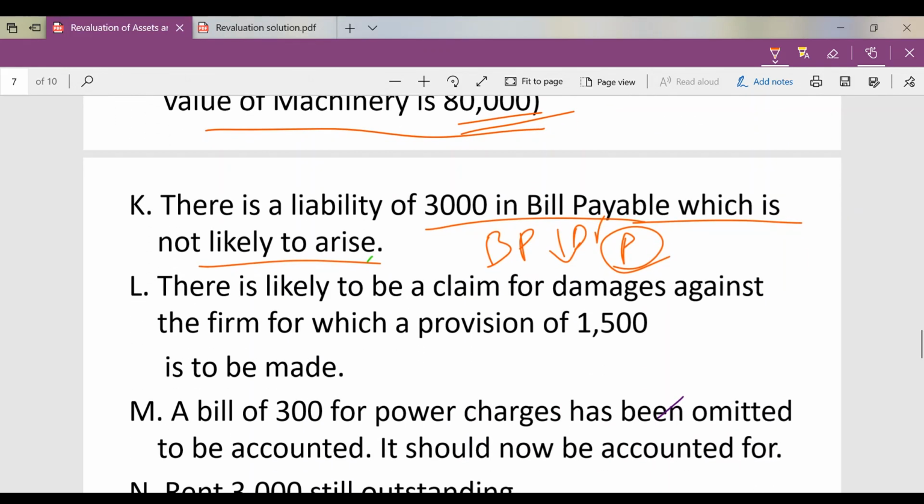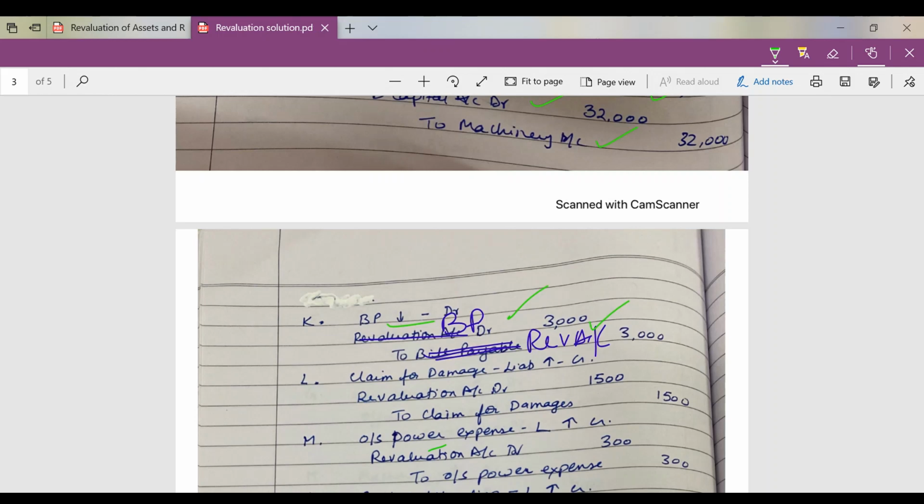Next is there is likely to be a claim for damage against the firm for which a provision of 1,500 is to be made. Now what? This is what? Claim for damage. Claim for damage is now a liability, right? So you know that you have to pay 1,500. So when a liability is going to increase, that is claim for damage, we need to credit it. And opposite revaluation has to be debited. So revaluation to claim for damage will be the entry.